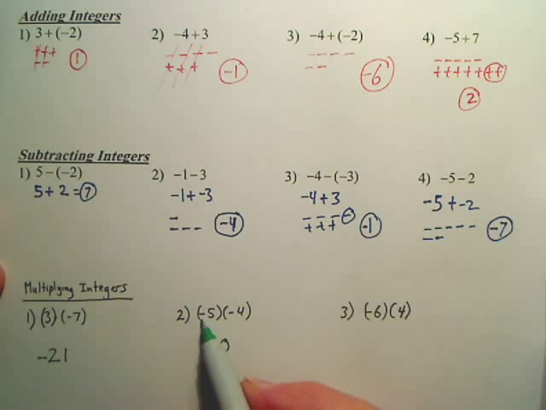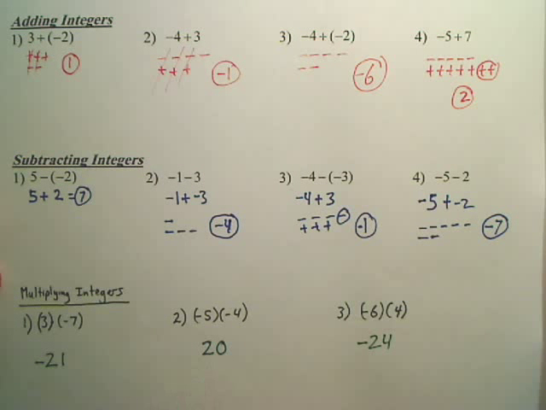Here, the answer is 20, but is it negative or positive 20? It's positive 20 because if they're both negative, the answer is positive. Or here, the answer is 24, but negative or positive? Negative. Because remember, if one of these two numbers is negative, when you multiply, the answer is negative. So again, when multiplying, if one of them is negative, the answer is negative. If they're both negative, the answer is positive. If they're both positive, is that obvious? The answer is positive.